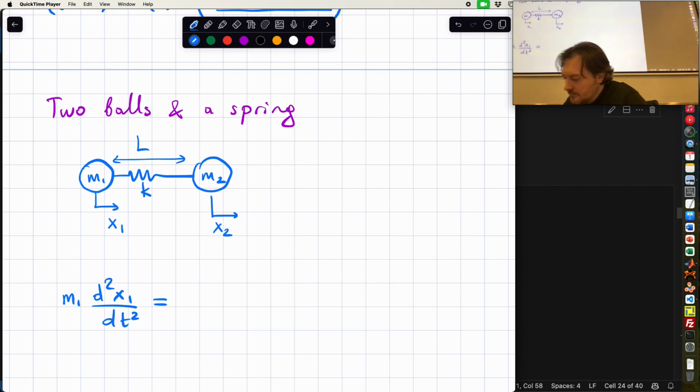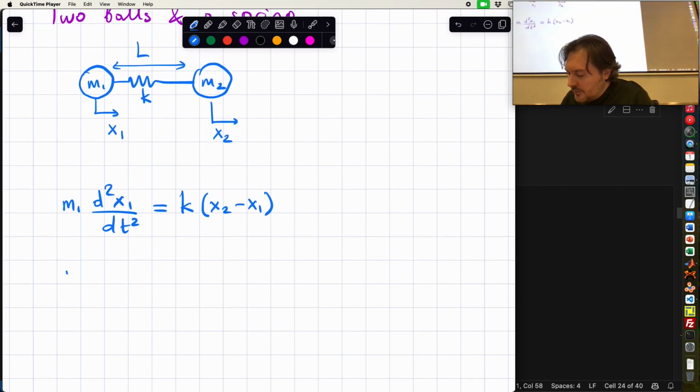Minus K times x2 minus x1. The way that I do this is I always remember Hooke's law. So whatever I have here, x1, I should have a negative sign in front of it, and otherwise it should be a difference. So what do I mean? K times x2 minus x1. Does it make sense? Let's write it down for the second one.